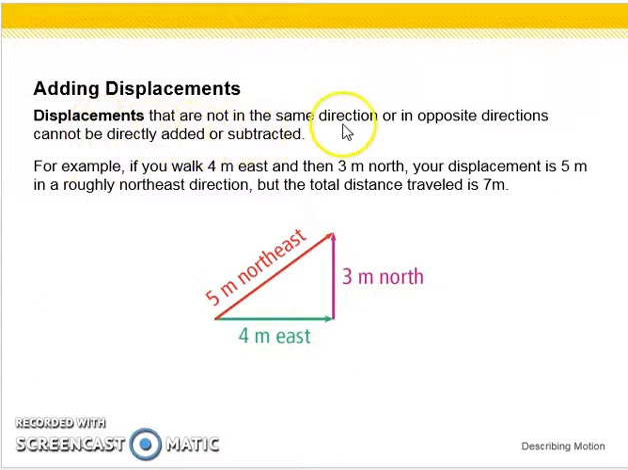Displacements that are not in the same direction or in opposite directions cannot be directly added or subtracted. So for example, make sure you're drawing this on your paper. If you walk 4 meters east and then 3 meters north, your displacement is 5 meters in a roughly northeast direction. But the total distance traveled is 7 meters.